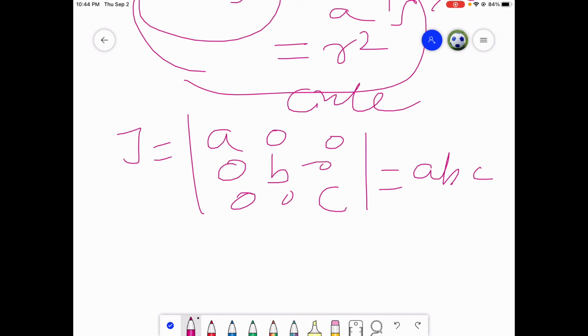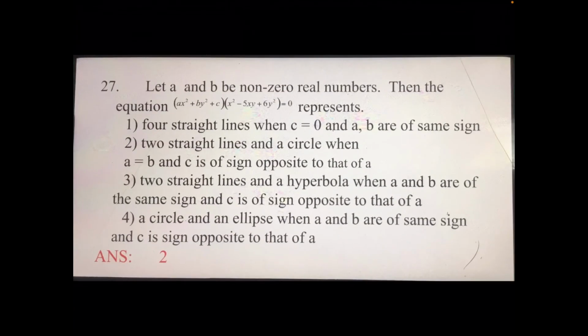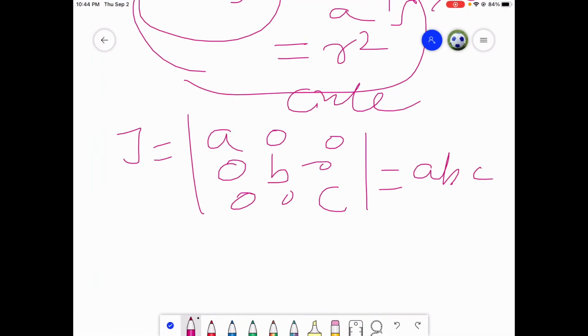What about A, B, C? Here A and B are of the same sign and C is of the opposite sign to that of A. So when they are of the same sign, if they are both negative and C is positive, then this answer is going to be positive, and if A and B are both positive and C is negative, then it is negative, right? So we get delta is equal to either positive or negative, but it is not equal to 0. Sorry, not J, this was our delta, right? J is equal to AB.